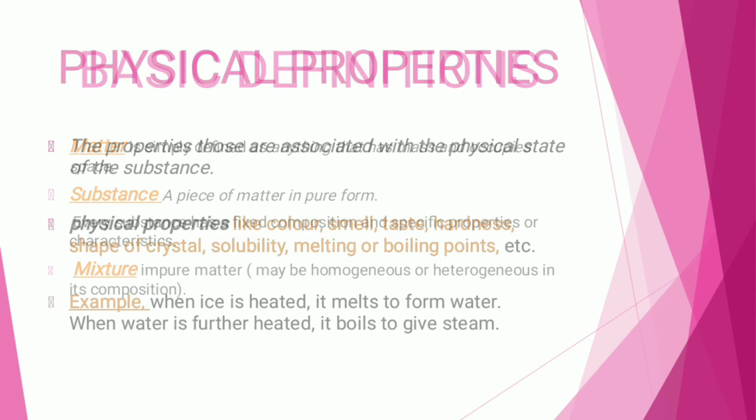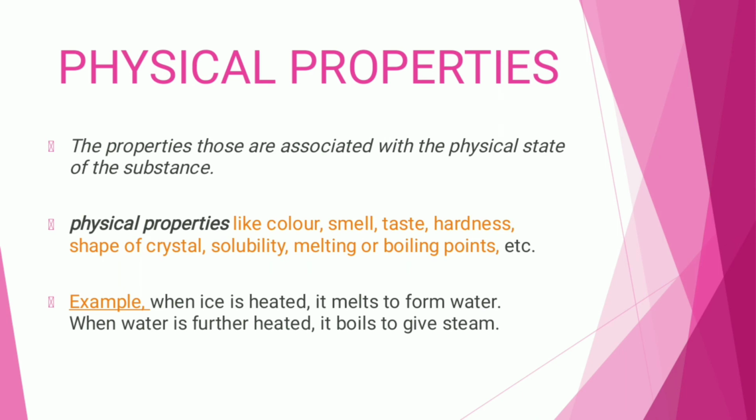The next one is physical properties. These are the properties associated with the physical state of the substance, which we also discussed in the previous lectures, like color, smell, taste, hardness, and the shape of crystals. Hardness means whether it is hard or soft. Color, smell and taste, I already gave the example of water. Solubility, melting point and boiling point.